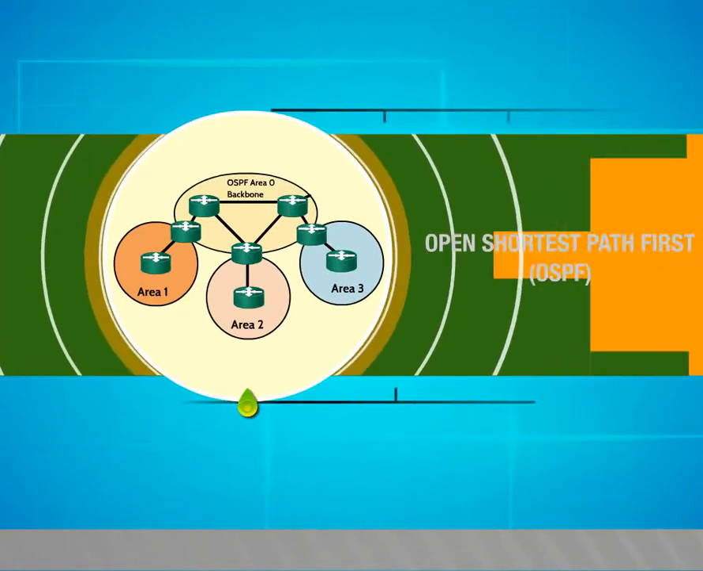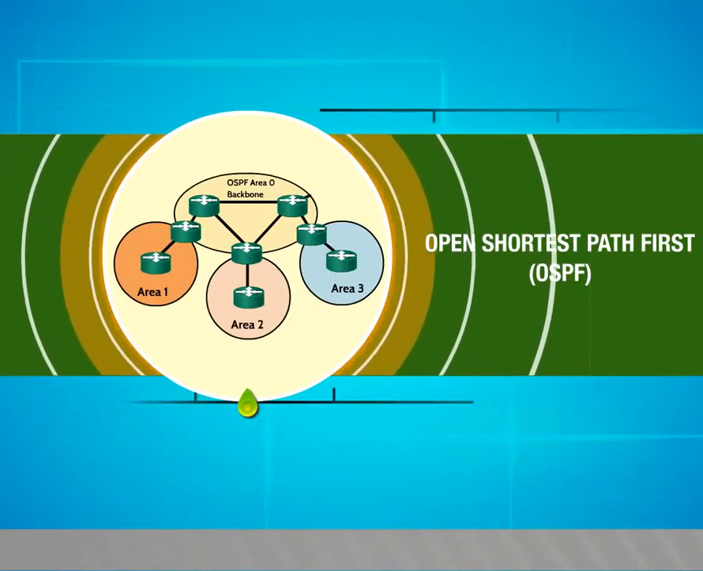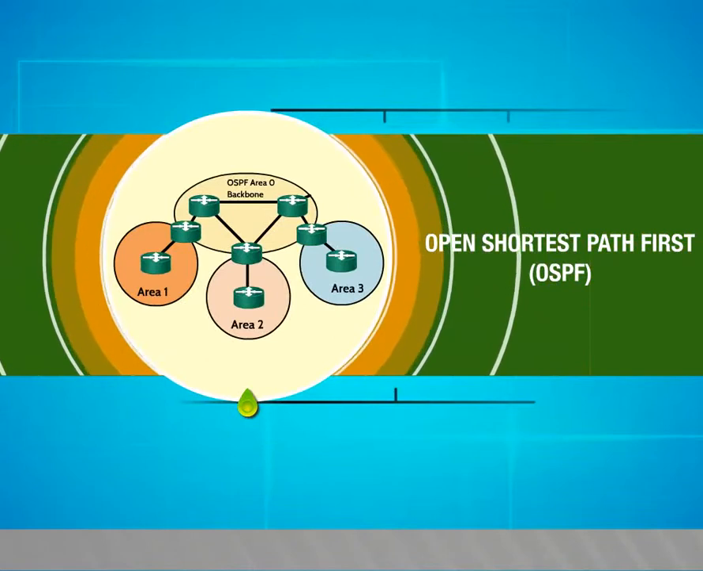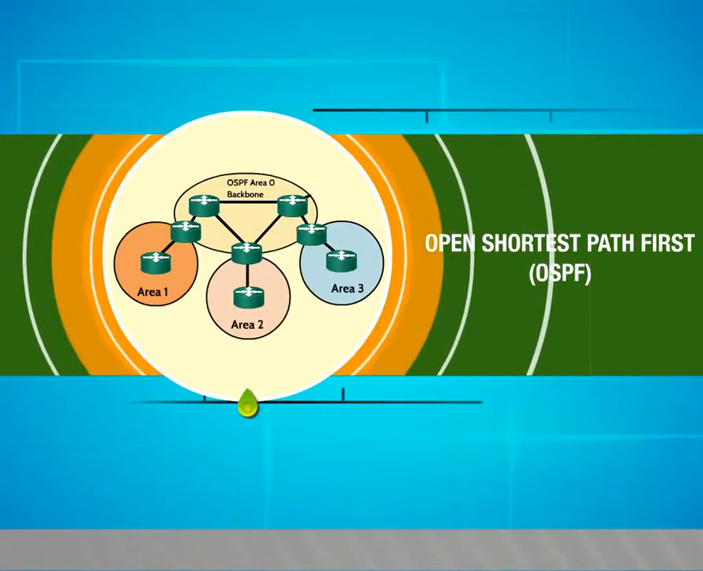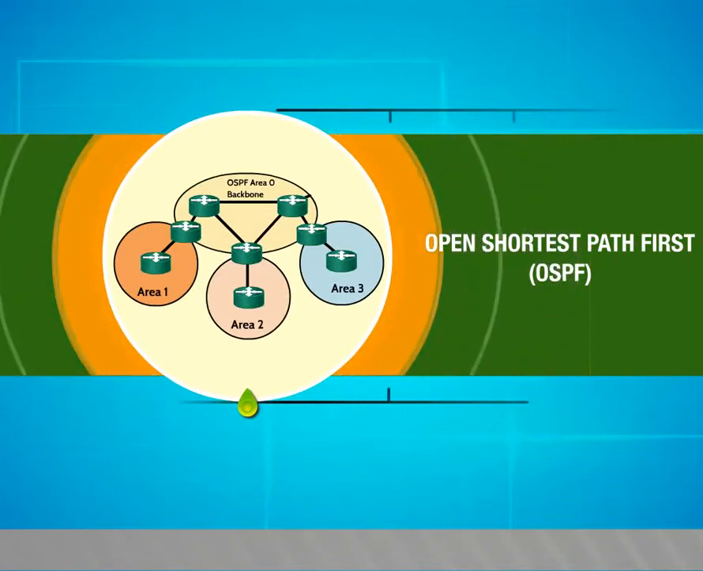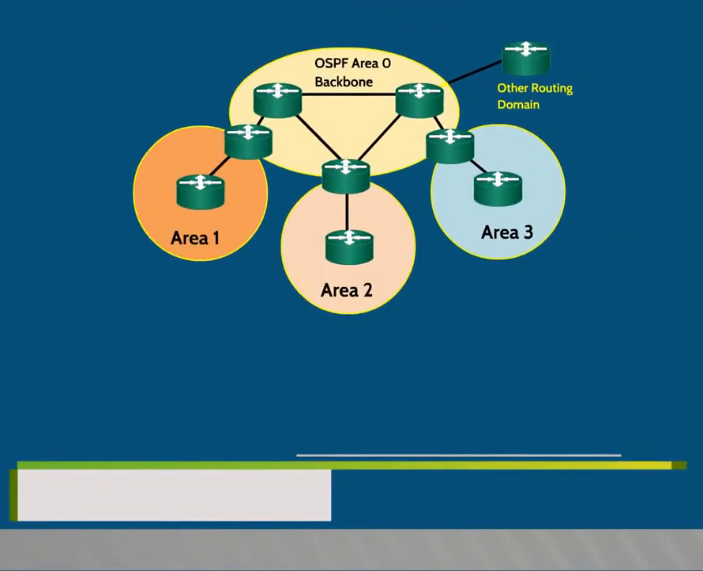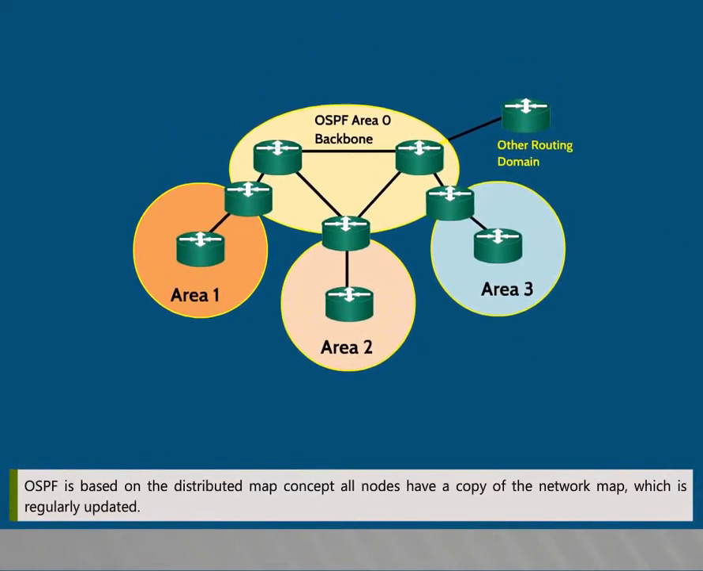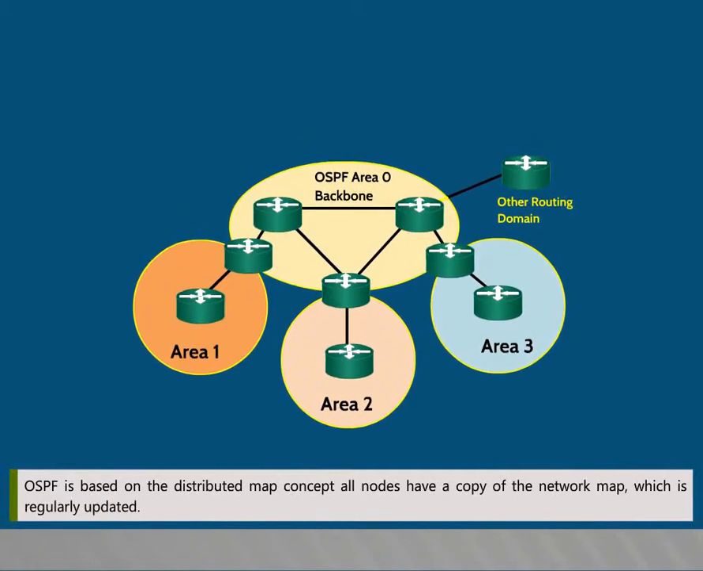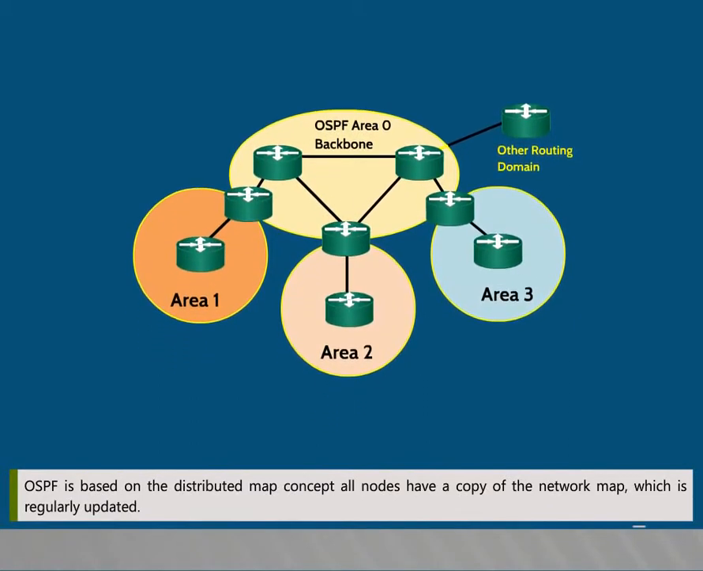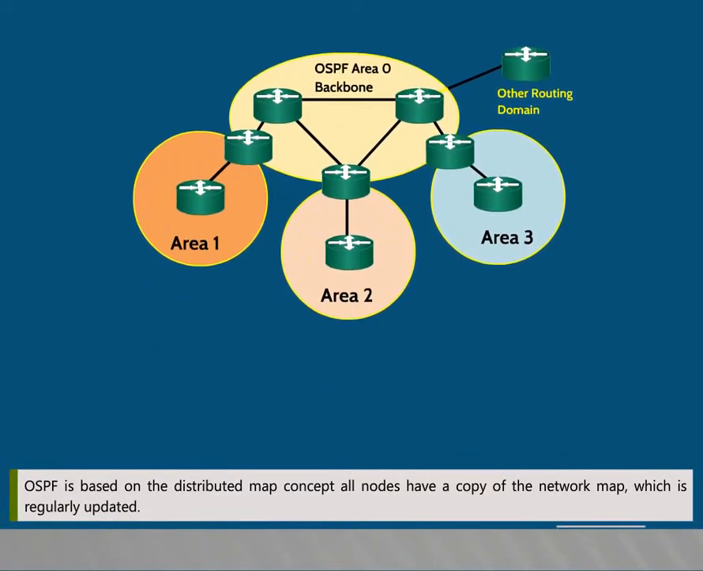Open Shortest Path First, that is OSPF. In this video, we are going to see about Open Shortest Path First, that is OSPF. OSPF is a link state routing protocol. OSPF is based on the distributed map concept. All nodes have a copy of the network map which is regularly updated.